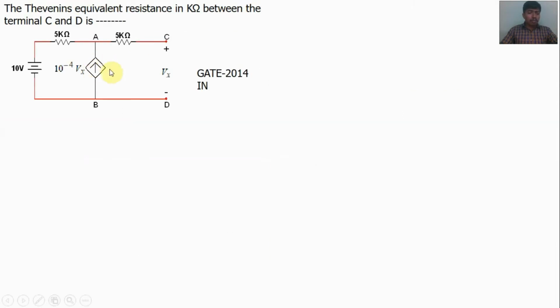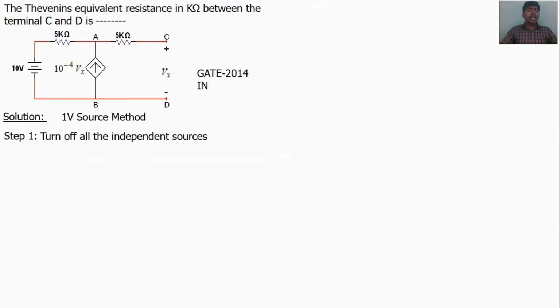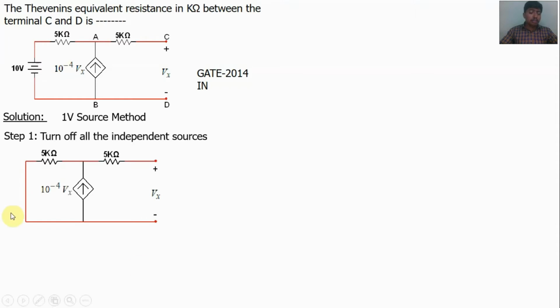Here the circuit has a dependent source, so we cannot use the network reduction method. We can use the 1 volt source method. By the 1 volt source method, step 1 is to turn off all the independent sources. Here the circuit has a voltage source, which is an independent source. We have to turn it off, so we short the voltage source. If a current source is present, we have to open it. Now the circuit will become like this, the voltage source turned off. This is a dependent source, so we cannot turn it off.